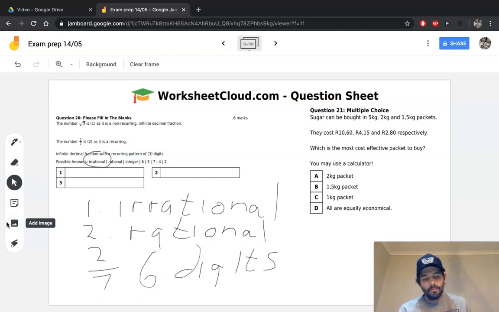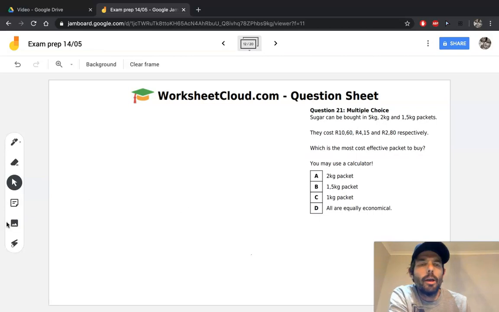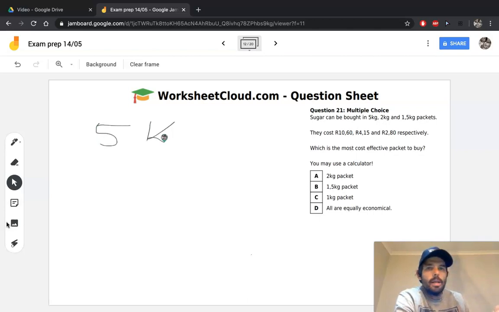Question 21. In 5 kilogram, 2 kilogram, and 1.5 kilogram packets, they cost 10 Rand 60, 4 Rand 15, and 2 Rand 80 respectively. Which is the most cost-effective packet to buy? Now it says you can use a calculator, so it's been made a little bit easy for us. So we just need to work out the cost per kilogram. So for example, if 5 kilograms cost me 10 Rand 60, how much is it for 1 kilogram?